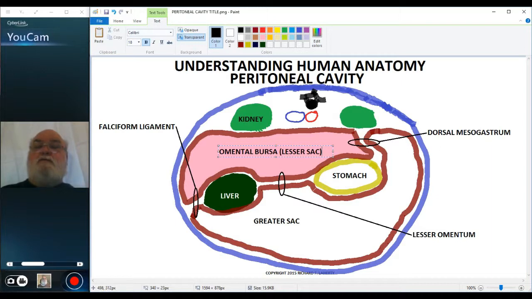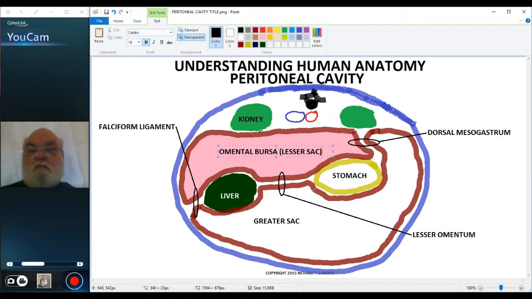Now, this actually becomes closed off inferiorly. And it becomes closed off because as the stomach rotates to the left, the duodenum rotates or moves to the right and gets pressed up against the dorsal body wall and fuses, becomes secondarily retroperitoneal. And as the duodenum becomes secondarily retroperitoneal, it closes off the Omental Bursa from the rest of the peritoneum.